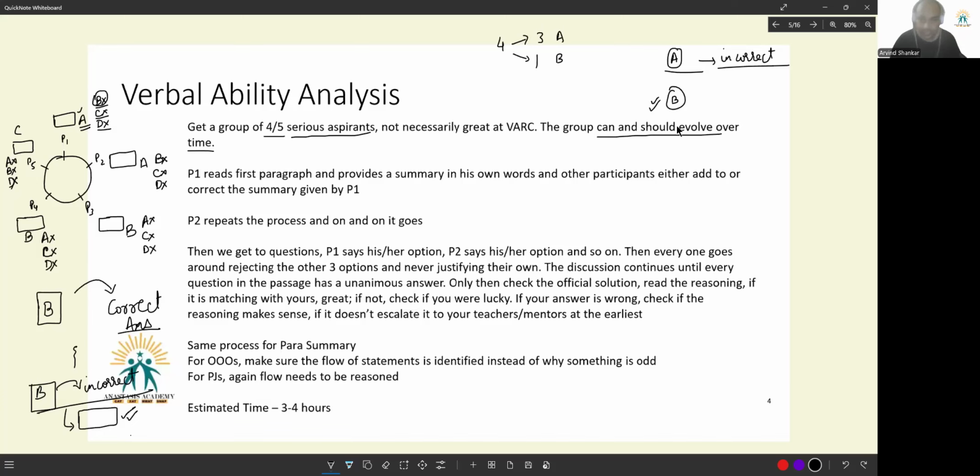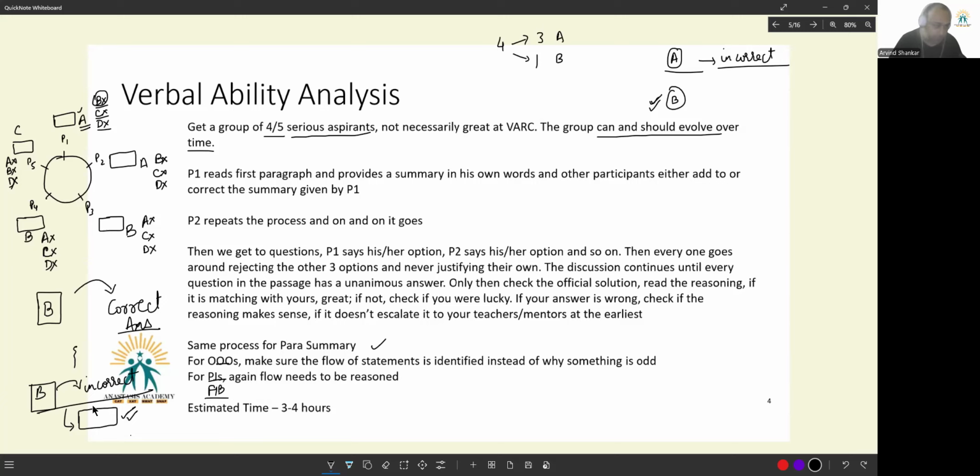That is where your group evolves over time. If somebody is more interested in proving that they are right rather than identifying what the argument was or how the answer was arrived at, that person is not really serious for CAT. That person is serious about wanting to be the smartest in the room, not necessarily the best trained. And this is the entire process. The same thing would happen for summary, odd one out, PJs, even the FIB paragraphs.